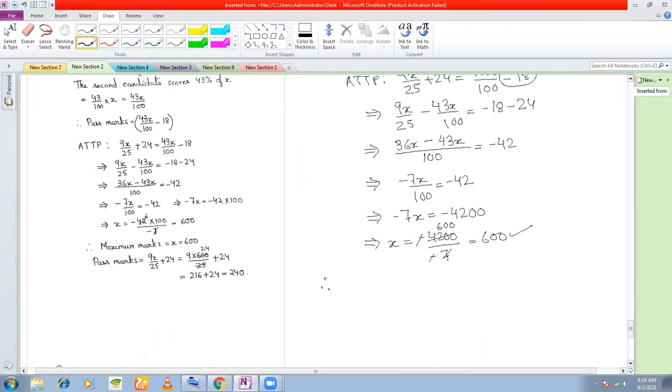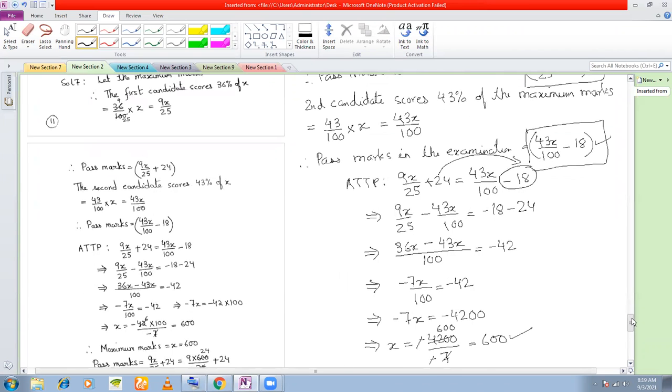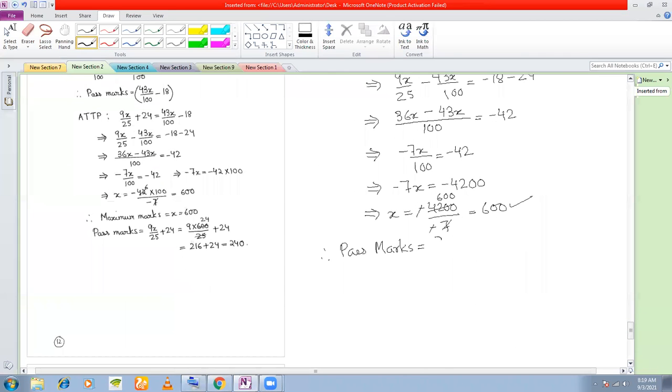So therefore, pass marks is equal to, put it in the first one, 9x by 25 plus 24. X is 600 we have found above, plus 24. So now you can cancel here 24 times, and you get 24 into 9 as 216 plus 24, which is 240. So 240 was the pass mark.